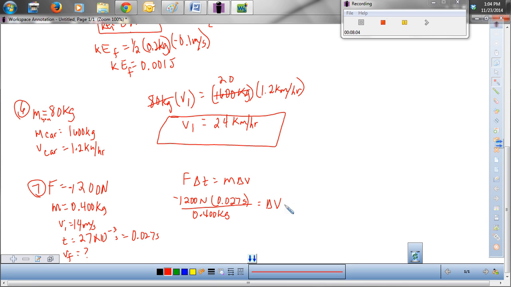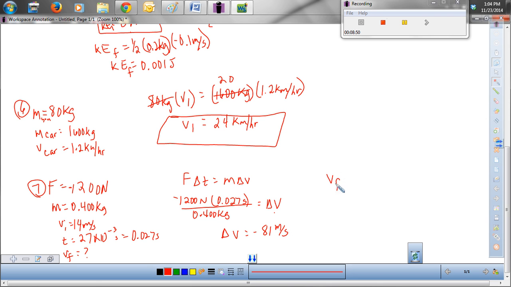So if I turn on my trusty little iPad to use a calculator, I have negative 1,200 times 0.027 seconds, which gave me negative 32.4, and I'm going to divide that by 0.4, which is negative 81. So the change in velocity is negative 81. So delta V is equal to negative 81 meters per second.